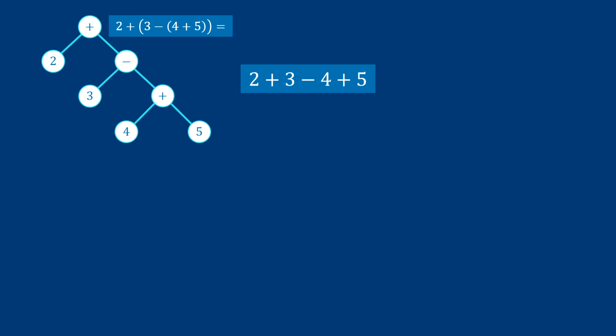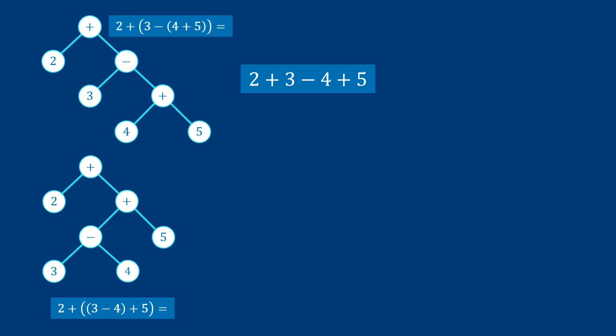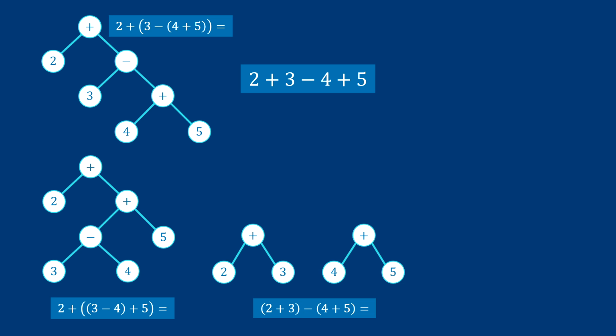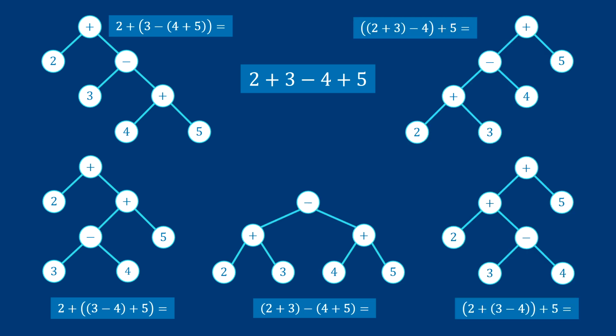But that's not the only way that we can bracket this expression. We could bracket it in this way here, which would result in this tree. We could also bracket it in this way, which results in this tree. And there's also 2 other ways with 2 other corresponding trees. So for this main expression, 2 plus 3 take away 4 plus 5, there are 5 different ways to bracket it.